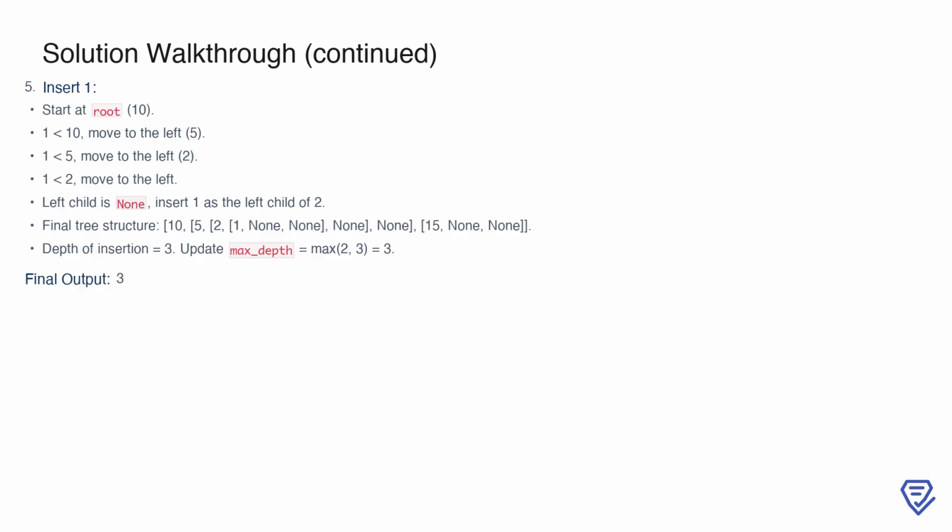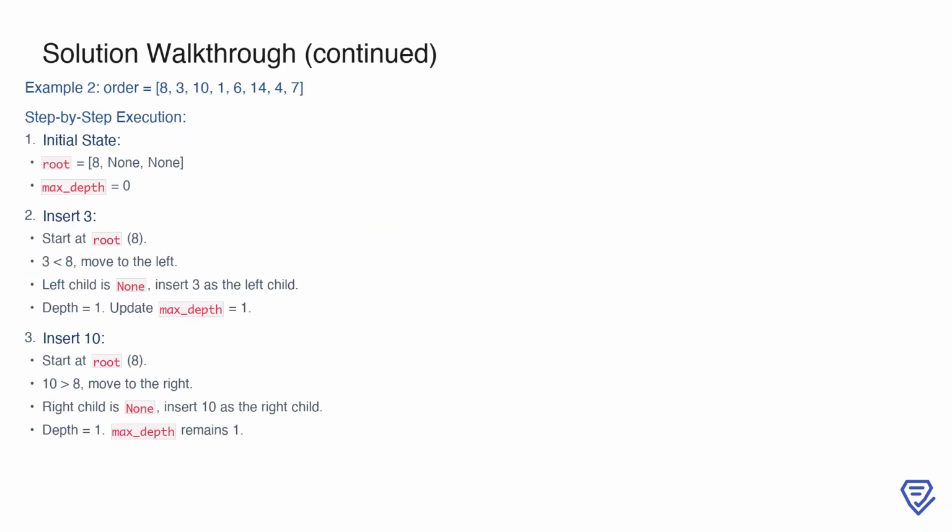Finally, we insert the value 1. Starting at the root, 1 is less than 10, so we move to the left child, which is 5. Then, 1 is less than 5, so we move to its left child, which is 2. Comparing again, 1 is less than 2, so we go to the left child of 2. The position is null, so we insert 1 here, creating the final tree structure, 10, 5, 2, 1, none, none, none, none, 15, none, none. The depth of this insertion is 3, and we update the maximum depth to 3. With no more values to insert, the final output for the depth of the BST is 3.